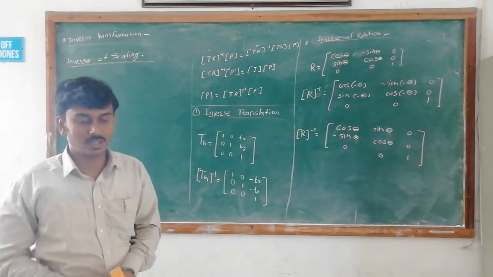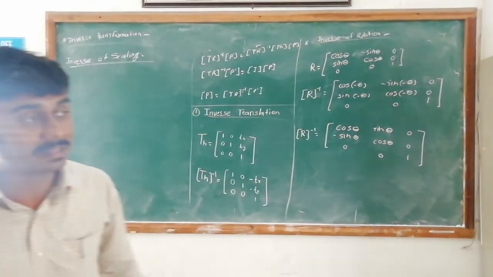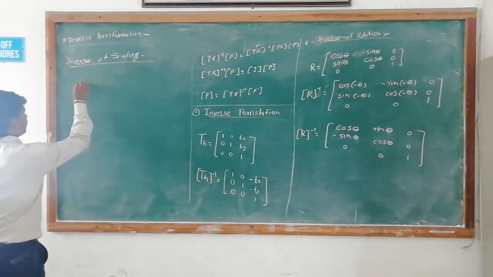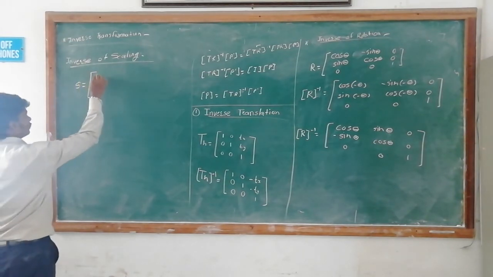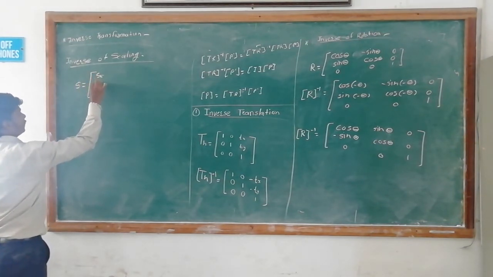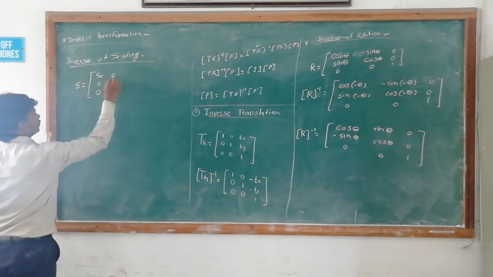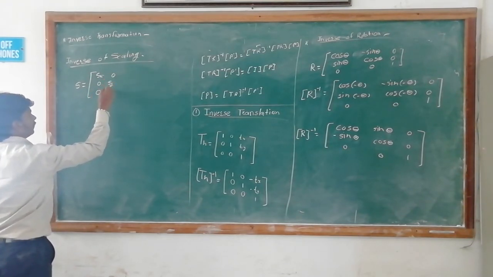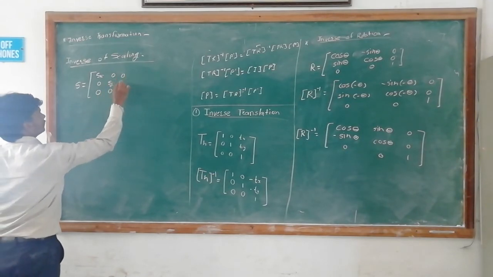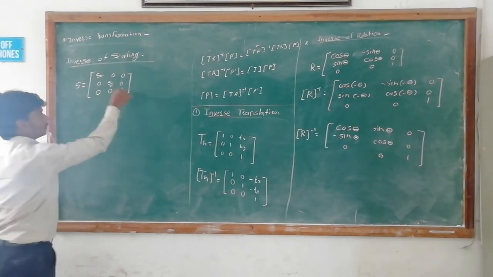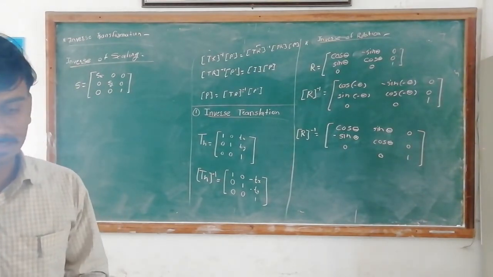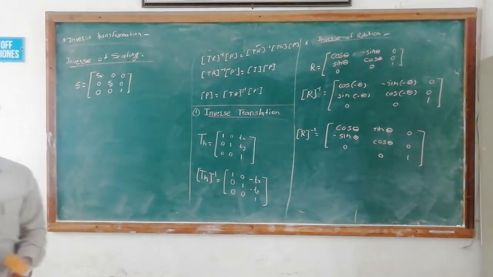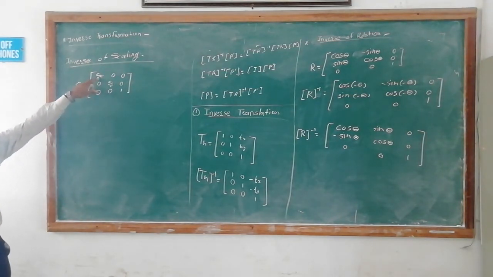Scaling matrix. The scaling matrix is denoted by S, and its value is Sx 0 0, 0 Sy 0, 0 0 1. So this is our scaling matrix, where Sx... what is the Sx?